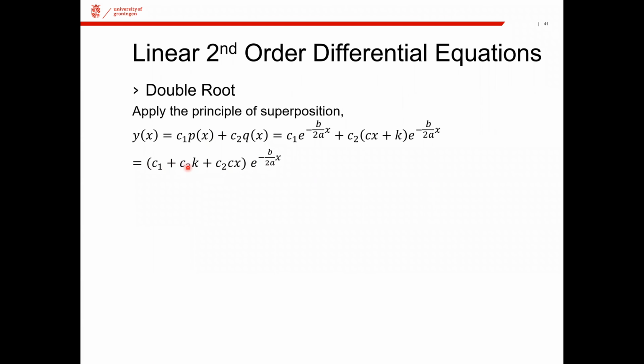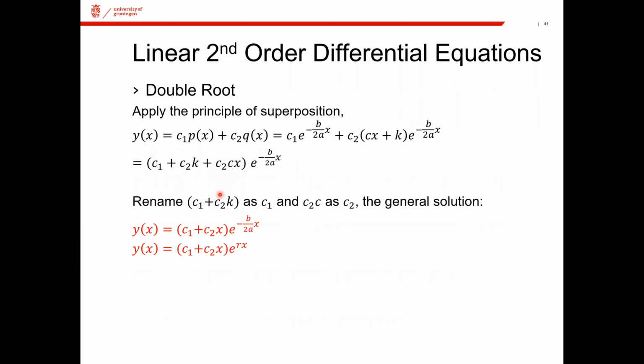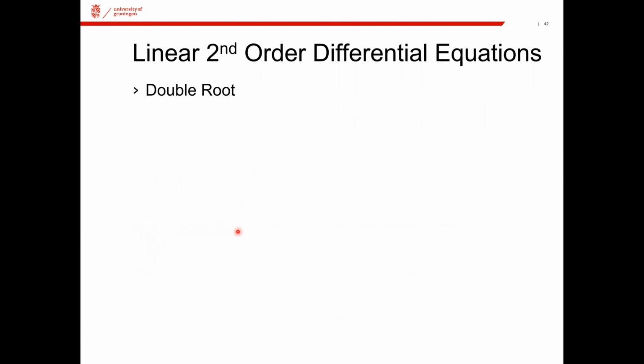But here c1 plus c2k is just a constant, so we can write it as c1, and c2 times c is another constant. It can be any number still, so we can rename it c2. And the general solution will be yx equals c1 plus c2x times e to the power of rx. And r, we know, is minus b divided by 2a.